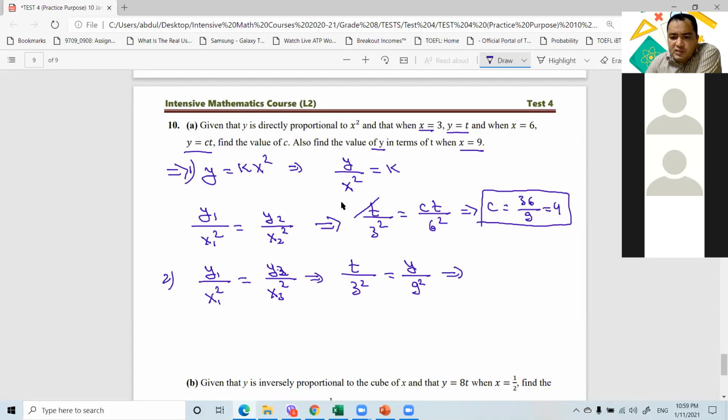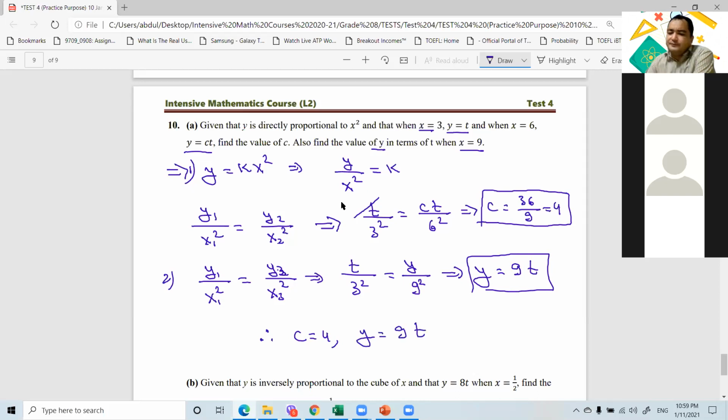Now from here, if we just solve this for y, y will be equal to 9 squared, right? And here we have on the left-hand side 9. So the answer will be 9t. So that means that when x is equal to 9, then y will be 9t. So the answer: c equals 4 and y is equal to 9t.